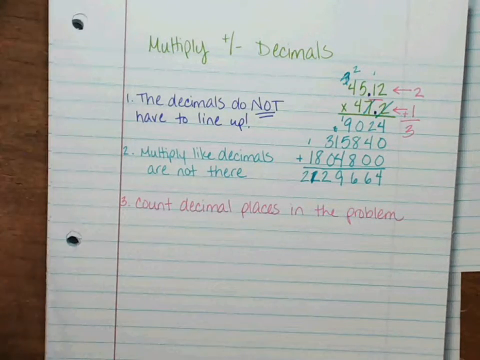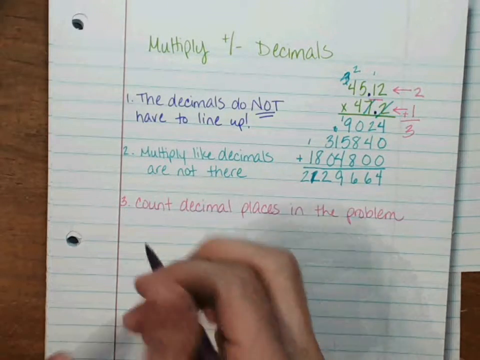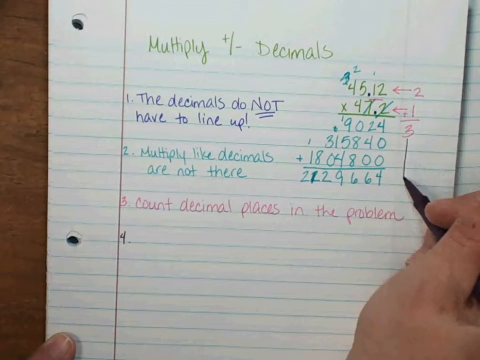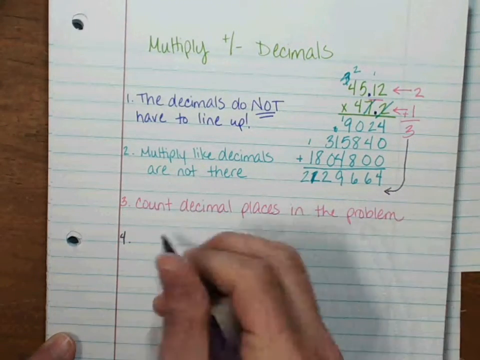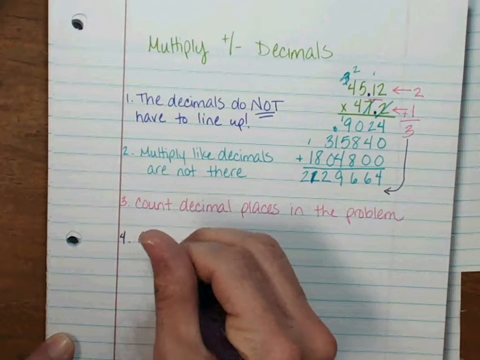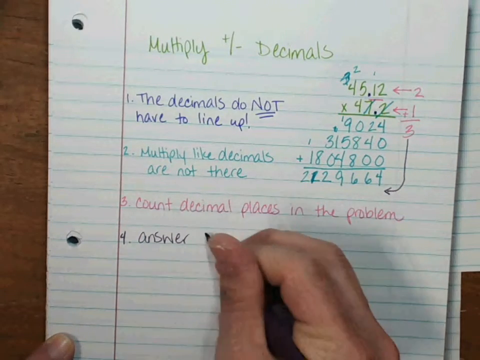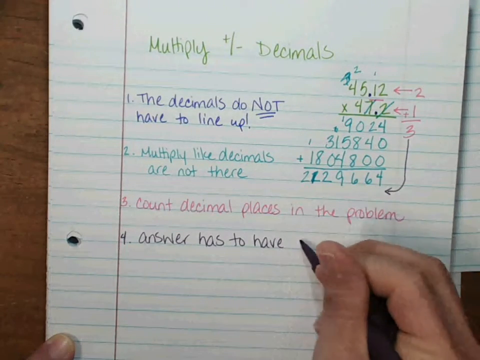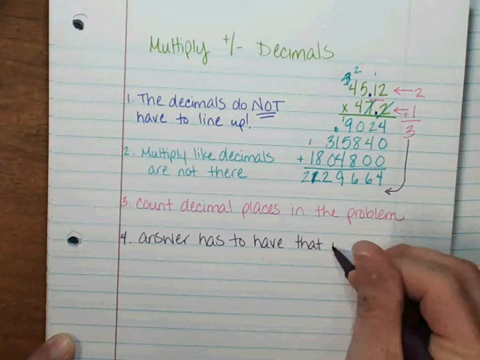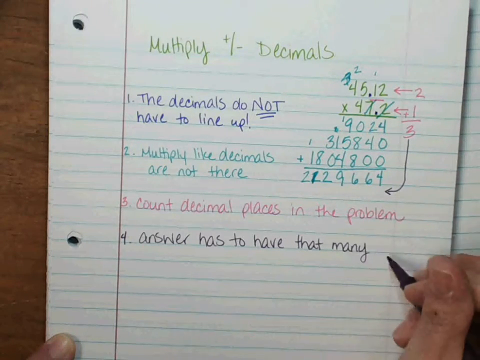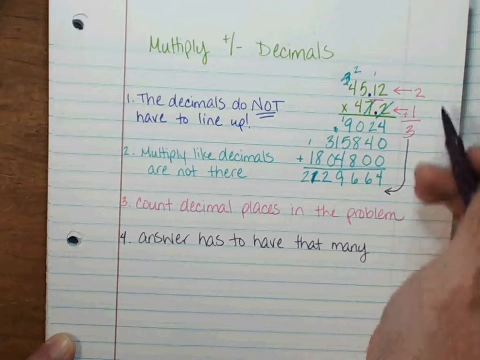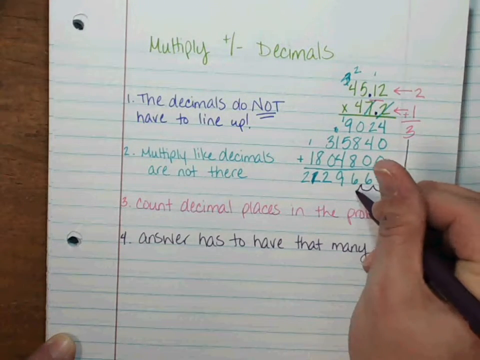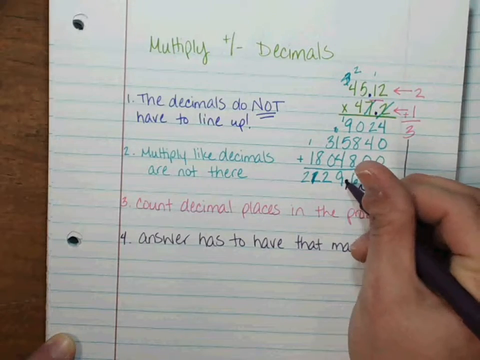The last thing I'm going to, well, not the last thing. I count from the right over that many spaces. Your answer has to have that many spaces. So 3, I'm going to go 1, 2, 3. There's where my decimal goes.